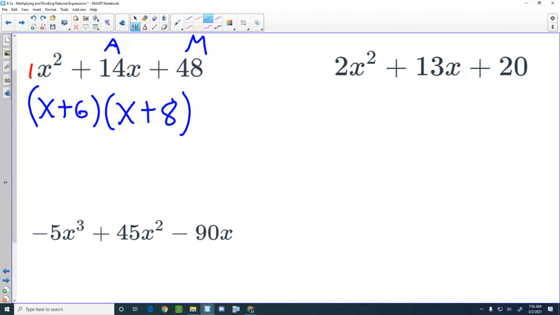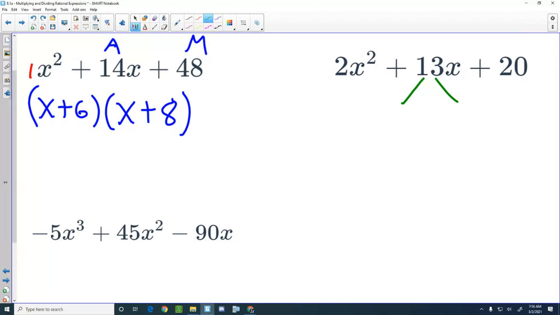So we're using another process. I've called it 5-step factoring before. We're going to have to use something called factor by grouping. Basically, I want to split this 13x up into 2 different terms that add up to 13. But there's a lot of combinations, right? I could use 10 and 3. I could use 14 and -1. There's an infinite number of possibilities. So how do you know which 2 numbers to use?